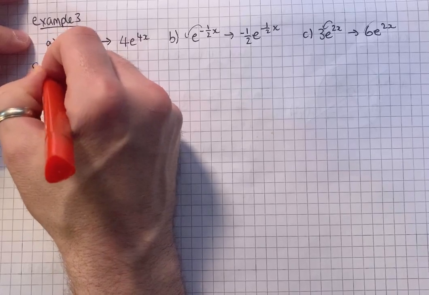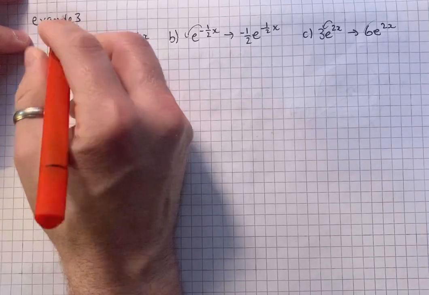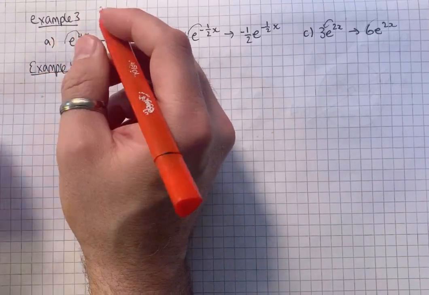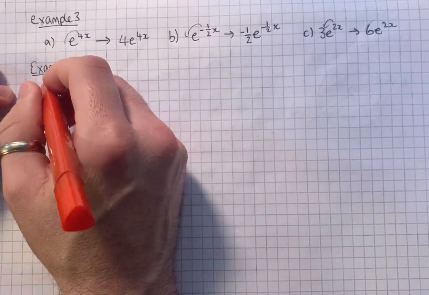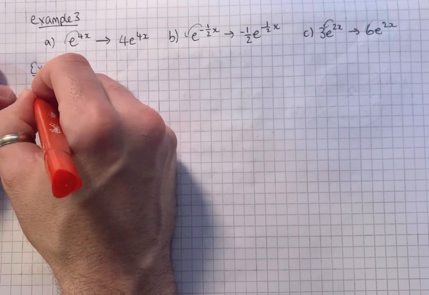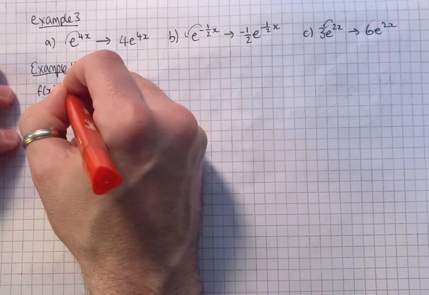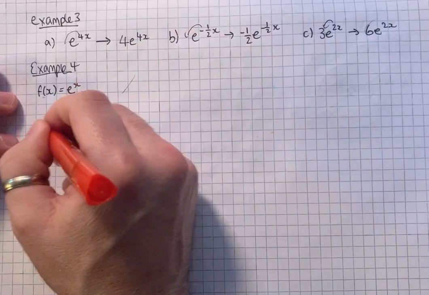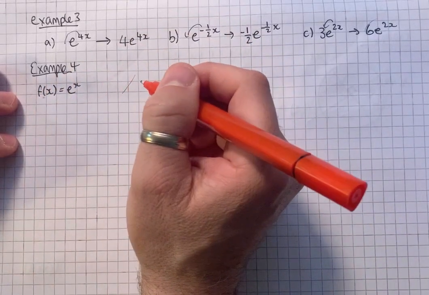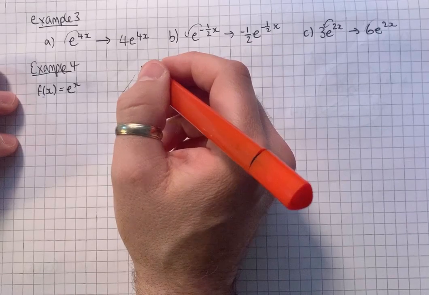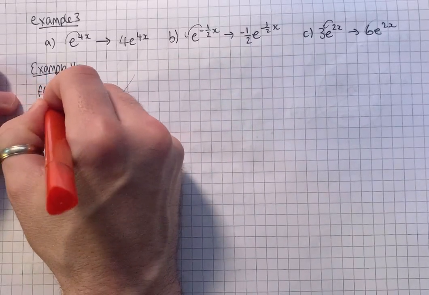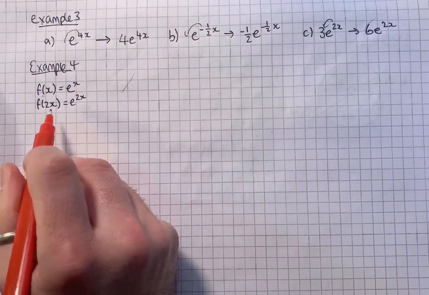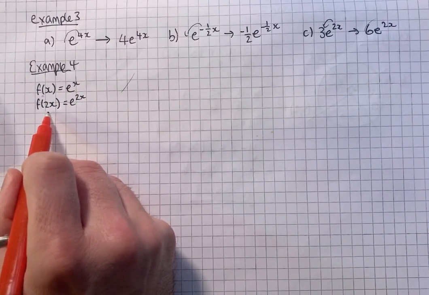Okay, example 4. We have to sketch some graphs, so we need to sketch the graph of e to the 2x firstly. So with e to the 2x, I'm going to start off with my base graph of e to the x, because I know what that looks like. It's just a curve that goes up and up and up. So if I want e to the 2x, I simply change the x to 2x. So that's going to be a horizontal squash.